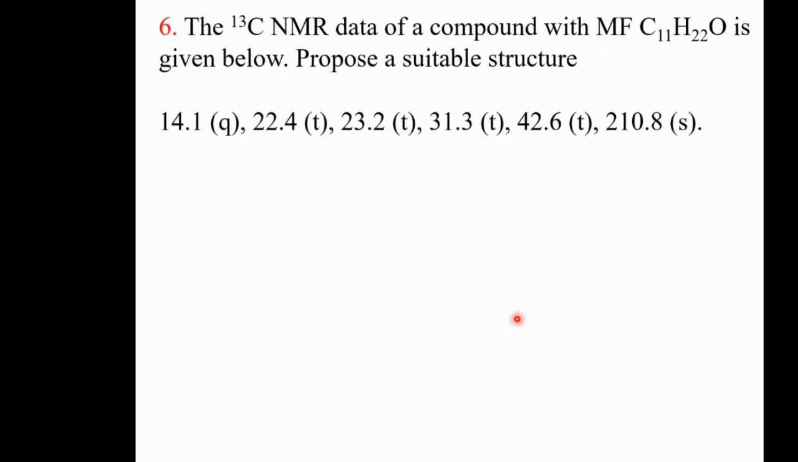Okay, another couple of problems. The 13C NMR data of a compound with molecular formula C11H22O is given below. Propose a suitable structure. Again, one has to determine the double bond equivalence or degree of unsaturation. So what is the degree of unsaturation here? C11H22O.